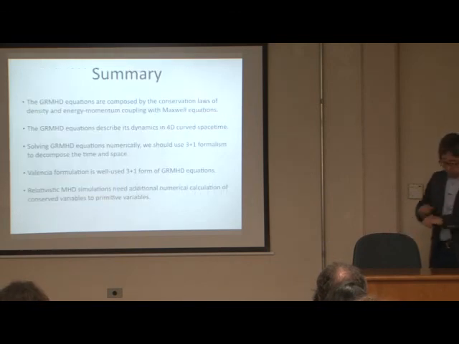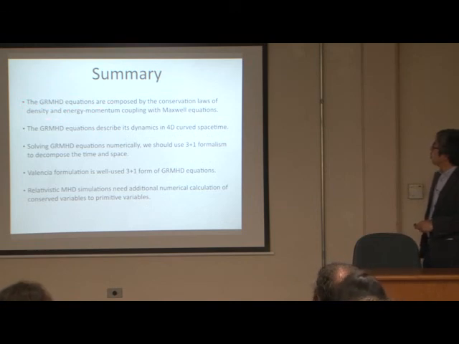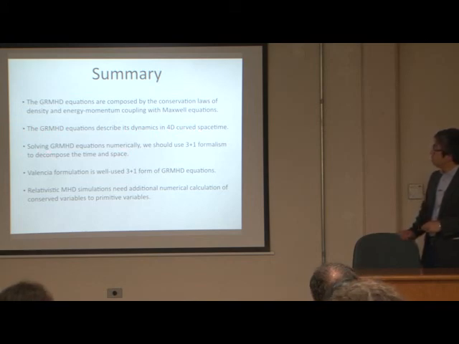Okay, so this is the summary. The geometric equations are composed of the conservation laws of density and energy-momentum coupled with the Maxwell equations. They describe the dynamics in 4D curved space, and to solve them numerically we should use the 3+1 formalism to decompose time and space. Then the Valencia formulation is a well-used 3+1 form of the equations, and relativistic simulation needs an additional numerical calculation of converting the conserved variables to the primitive variables.